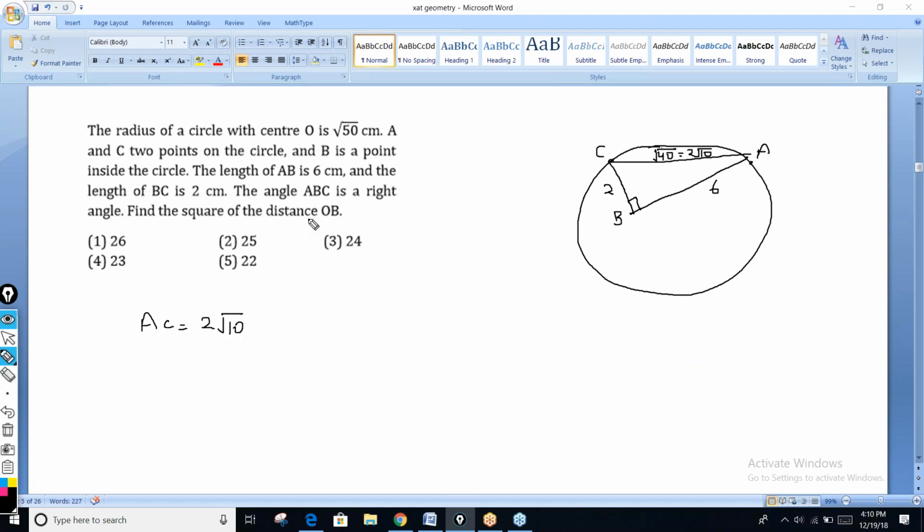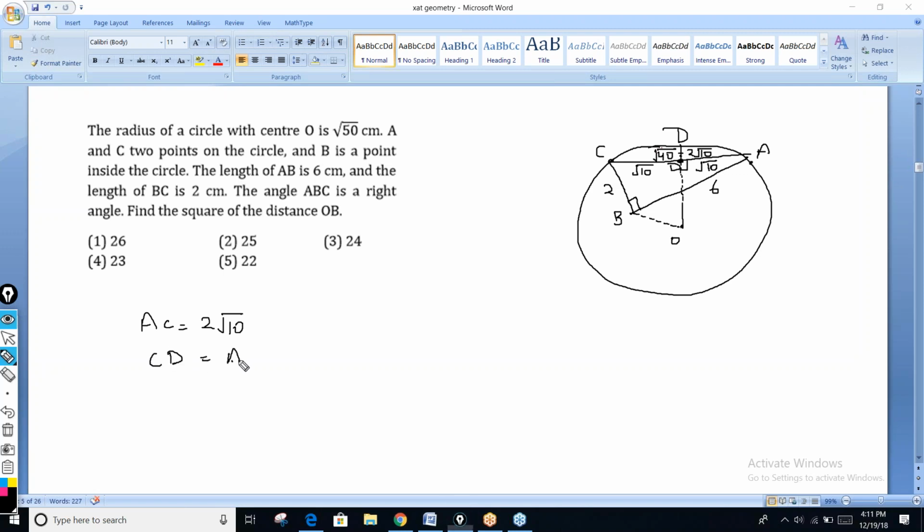We need to find the square of the distance OB, where O is the center. We need to find this basically, OB, the square of OB. So what I do, I drop a perpendicular from here. Let's say I name the point D. So this is D, and you know that if I drop a perpendicular from the center on a chord, it bisects the chord. So CD is root 10 and AD is also root 10.